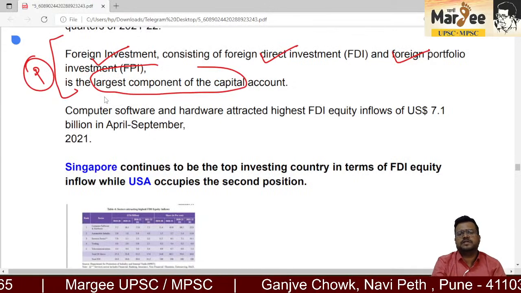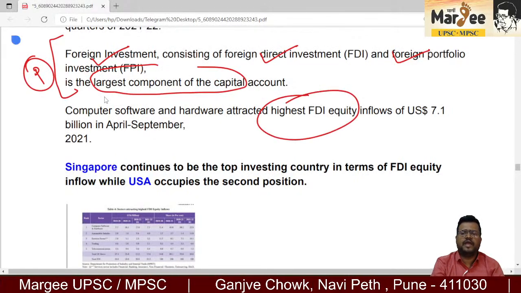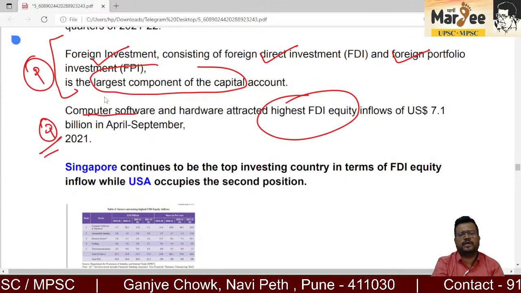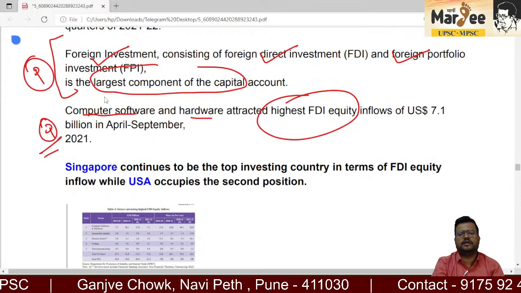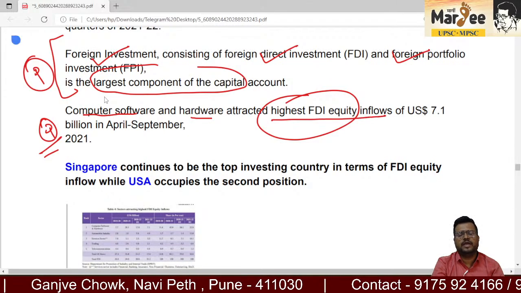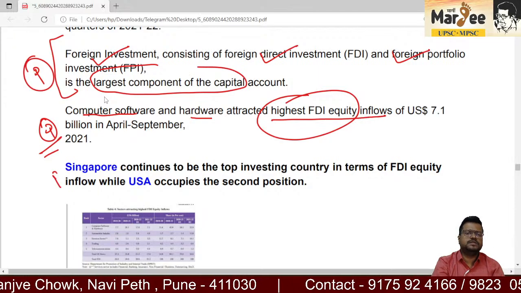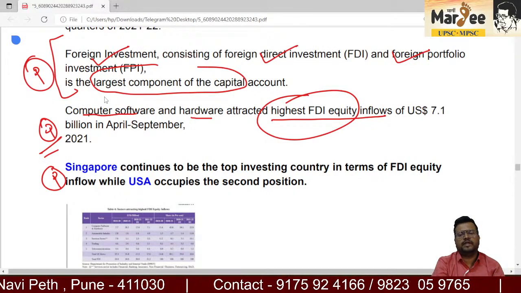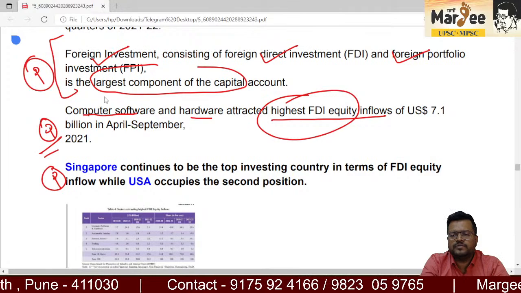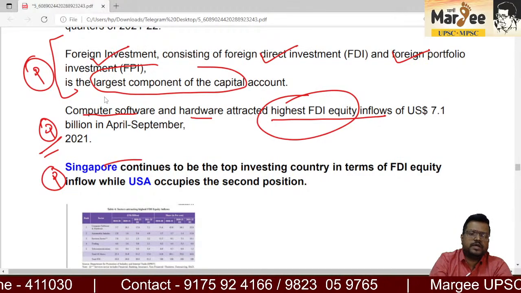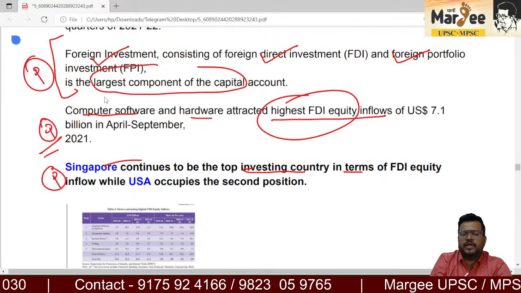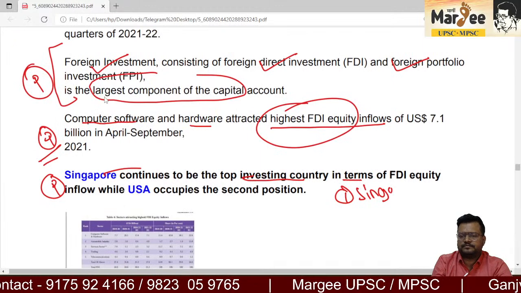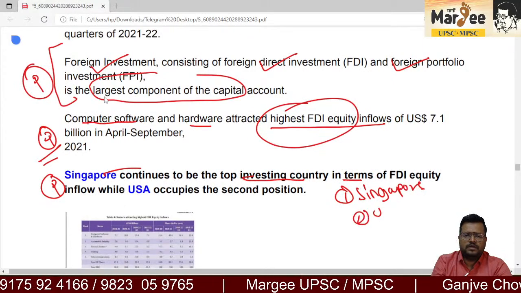Which sector attracted the highest FDI equity is also a prelim related question that can be asked. One is computer software and second is hardware that attracted the highest FDI equity inflows in context of India. This is again important for your prelim exam. Which is the top investing country in terms of FDI equity? Singapore is the top investing country in terms of FDI, and second position is USA. First is Singapore and second is USA.